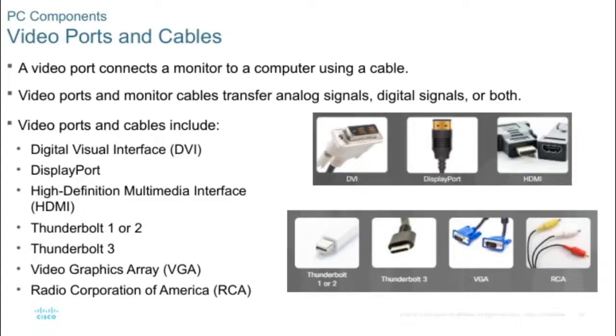Let's talk about video ports and cables, the connectors that link your monitor to your computer. You've probably heard of some of these. HDMI, DisplayPort, and DVI are common digital options. Then there's VGA and RCA, which handle analog signals. Thunderbolt comes in two versions here, 1 or 2, and the newer Thunderbolt 3. Each of these ports transfers video signals, sometimes analog, sometimes digital, or even both. Understanding these helps us choose the right cable for the best display quality.